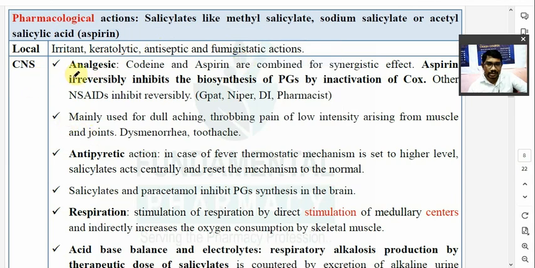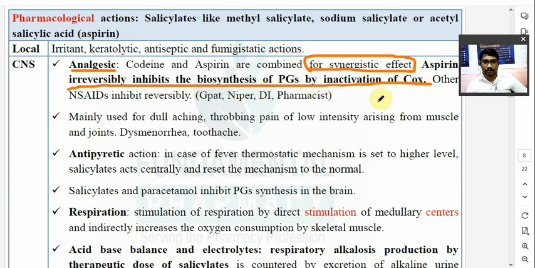Now, on the CNS, what is the action first? Analgesic. How will they decrease the pain? Codeine and aspirin are combined together for a synergistic effect. Codeine is given along with aspirin, which shows a synergistic effect. What does aspirin do? Look at the mechanism. Aspirin irreversibly inhibits the synthesis of prostaglandin by inactivation of COX. So it is an irreversible inhibitor of COX.